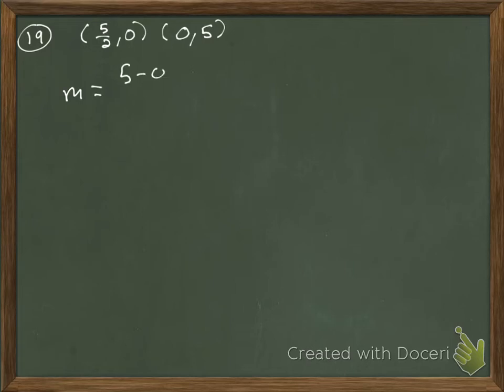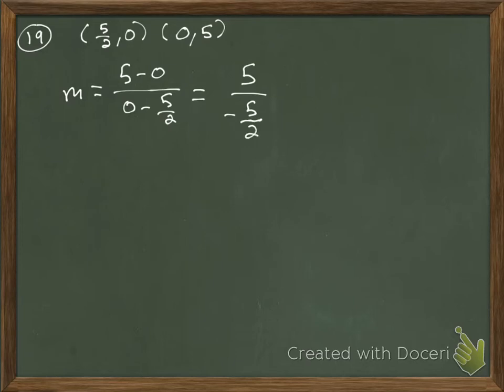19 tried to trick you a little bit by saying x-intercept and y-intercept, but really that's just 2 points. The x-intercept is 5/2, 0, and the y-intercept is 0, 5. So now it's just like the last problem we did. We're given 2 points. We need to find the slope. M equals 5 minus 0 over 0 minus 5/2. So that gives me 5 over -5/2.